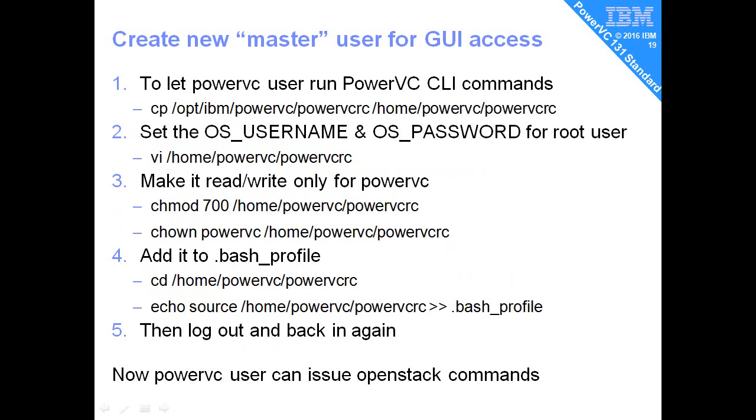Now there's no rocket science in here. We're taking a copy of the file, putting it into the user's home directory. We're editing that file so we can put the root and password in there. Then we're going to make it secure so other people can't see the root's password. And we're going to add it to the bash profile, so whenever you log in it will go and run the source command to go and get that, and we can do that here. Then we have to log out and log back in, or we could just type in the source command to actually get it to do it this time. Now the PowerVC user can use the OpenStack commands.